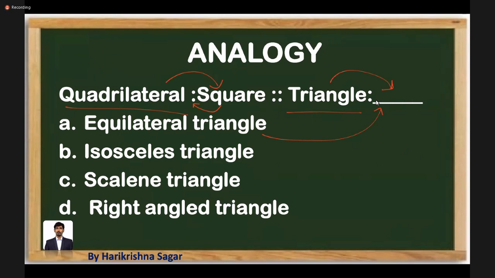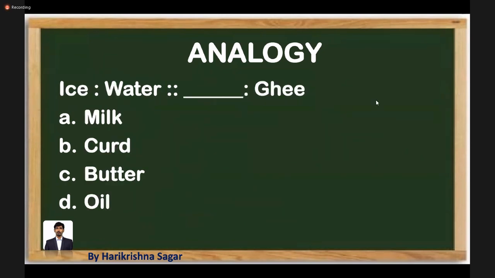Look at the next one. Ice, water, dash will be ghee. So if you heat the ice, you will get water. If you heat the butter, you will get ghee. Answer choice must be option C.